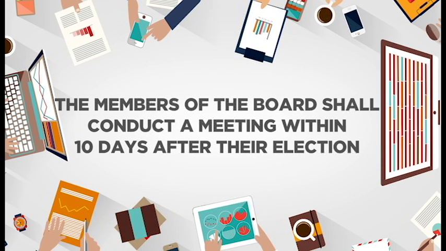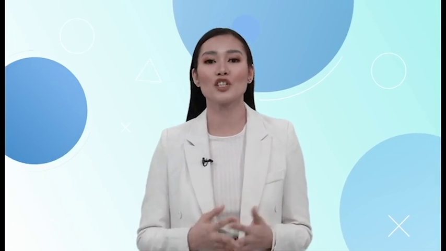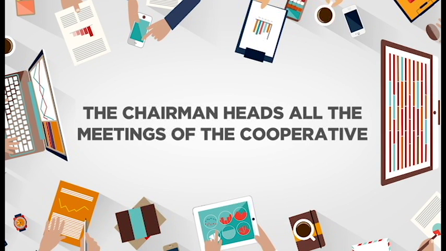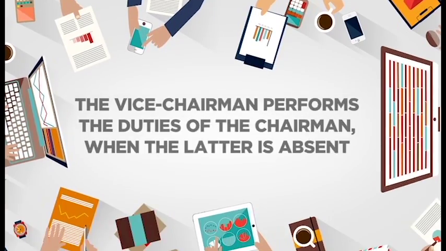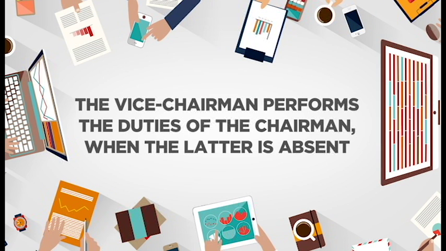The members of the board shall conduct a meeting within 10 days after their election to elect among themselves a chairman and vice chairman. The chairman heads all the meetings of the cooperative. He or she sees to it that all the rules, policies, and procedures are followed. The vice chairman performs the duties of the chairman when the latter is absent. He or she also acts as chairman of the Education and Training Committee.